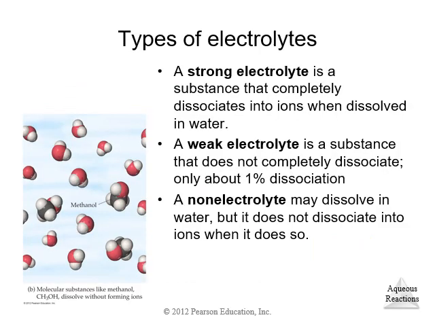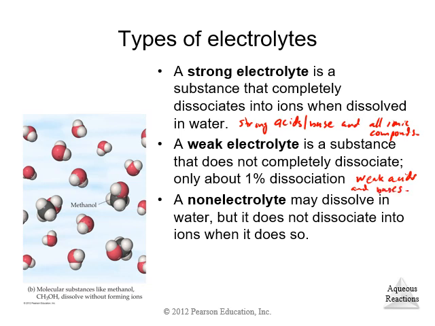We can classify electrolytes as one of 3 types. A strong electrolyte is a substance that completely dissociates into ions when it's dissolved in water. Common examples would include strong acids and bases, and all ionic compounds. A weak electrolyte is a substance that does not completely dissociate but will partially dissociate. Typically around 1% dissociation will take place. Your examples for this would be your weak acids and bases.